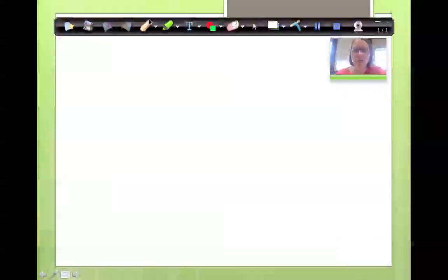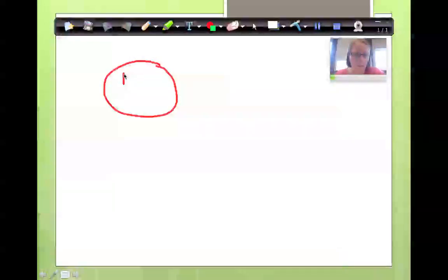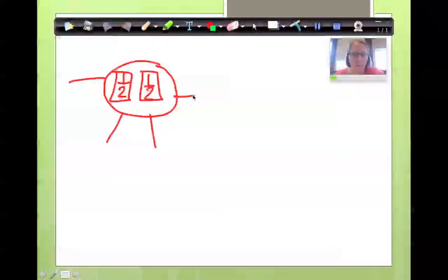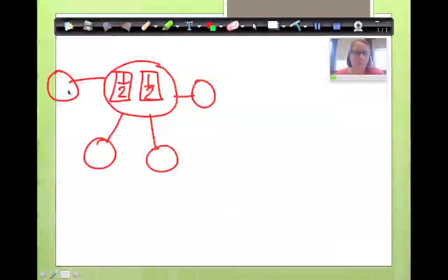Okay, I'm going to draw you 2 number bonds, and I want you to look carefully and tell me if they are equivalent. Okay, in fact, I want you to draw these with me. That's my first number bond. Here's my second number bond.